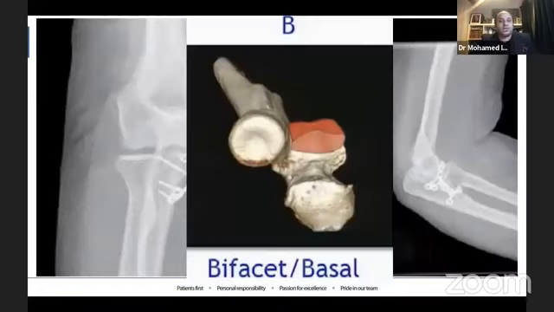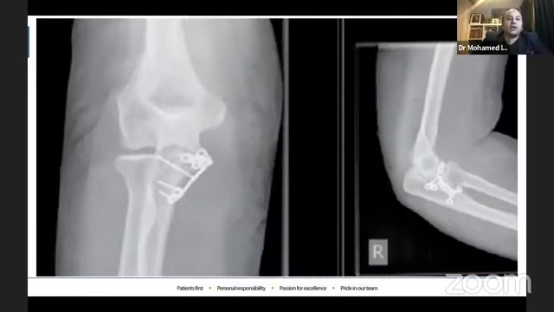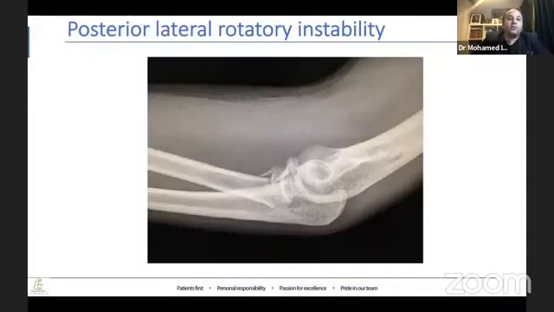If the coronoid fracture actually extends into the other facet, you must fix the coronoid, because that's now type B, which is a bifacetal variation, because the residual instability here will result in stiffness. And of course, we'll discuss the algorithm for treatment later on. So what do we do in these?